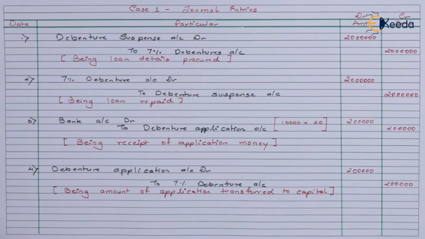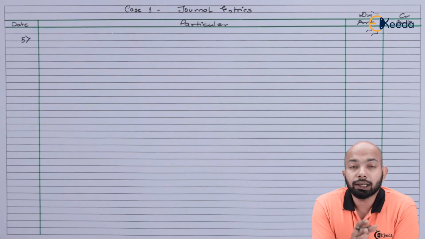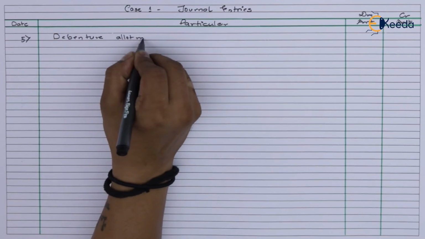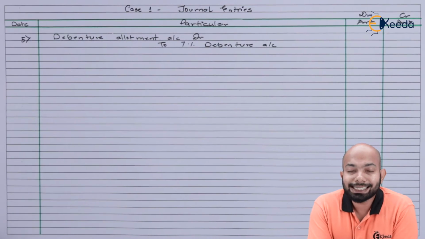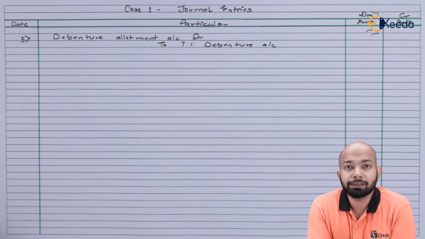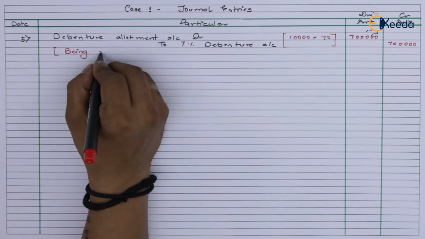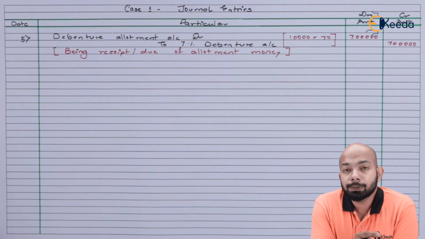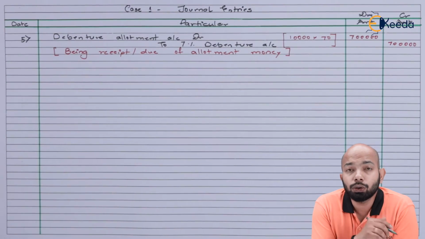Now that the application amount has been moved to debenture capital, it's time to mention the allotment entries, that is due and receipt. So the fifth entry that we will be passing here refers to allotment due. Now on allotment, the company was taking 70 rupees. So we'll mention that 10,000 multiplied by 70. So the allotment due entry has been passed, that is debenture allotment account debit to 7% debenture account, 7 lakh rupees. Let's go on to the receipt part.